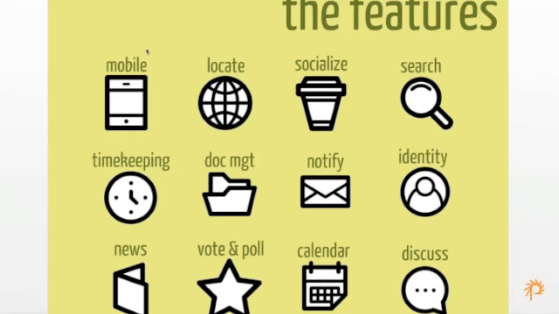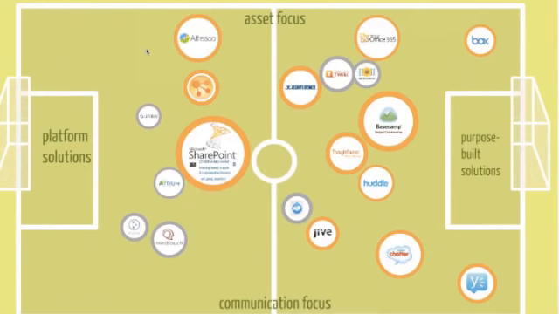So there's everything from discussions and events and calendaring to voting, polling, ideation, news and information, timekeeping and document management, notifications for people, identity management. Search is obviously an important feature, socialization and the ability to share information either internally or externally. Location-based features, and then really importantly, mobile as a really important emerging feature in this space.